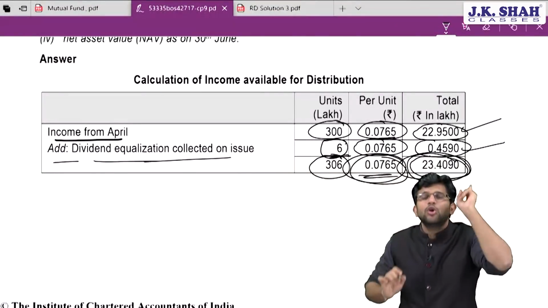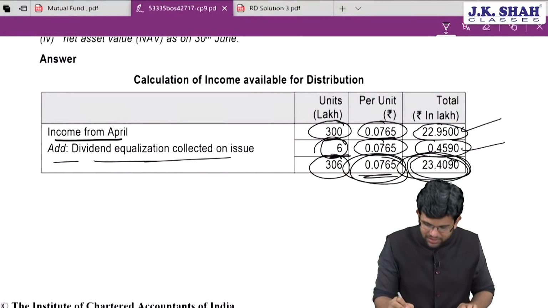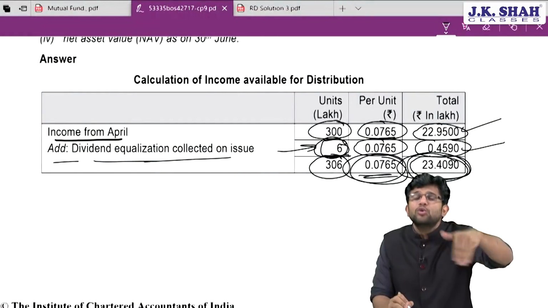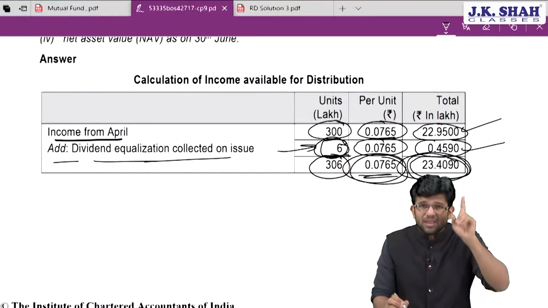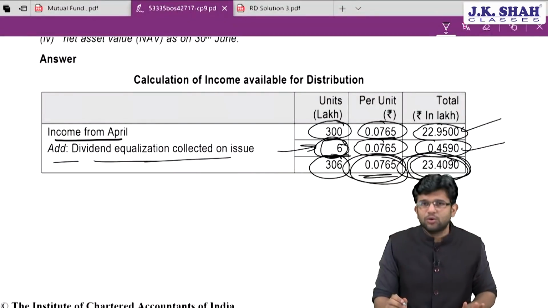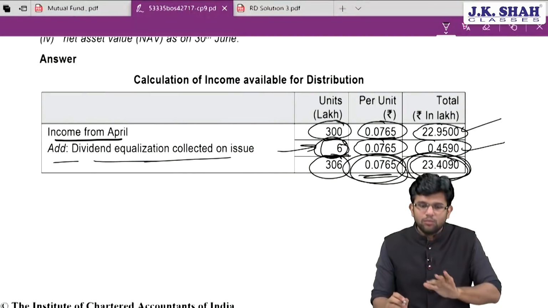Everybody clear? Your goal therefore is to ensure that whenever some new people walk in or you give back the units, the per unit has to remain same, considering the income that you originally hold. Everybody clear? Let's now move ahead.